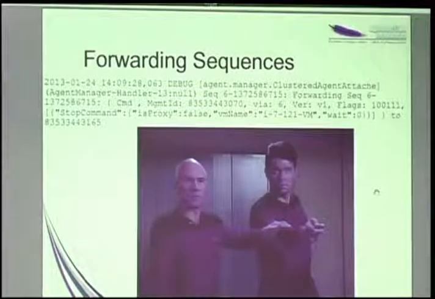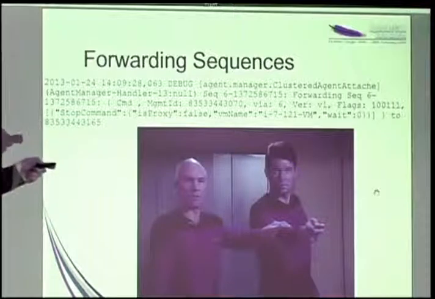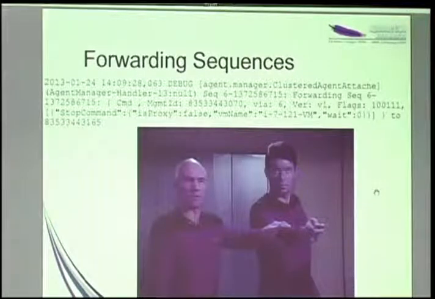Okay, so forwarding sequences. Like I said earlier, there's a forwarding sequence number. Basically, this CloudStack server is sending this sequence to another CloudStack server in a cluster. Now, in this case, Picard is saying, wait a minute, why do I see this forwarding message when I only have one CloudStack server? That was the case. We only had one CloudStack server, and we checked the database, and there were duplicate entries for the managed server ID. So the CloudStack server was just forwarding everything to itself. And as you can imagine, it didn't work.